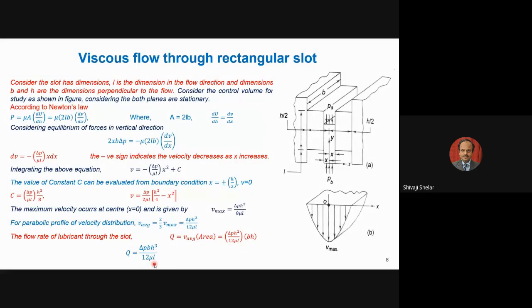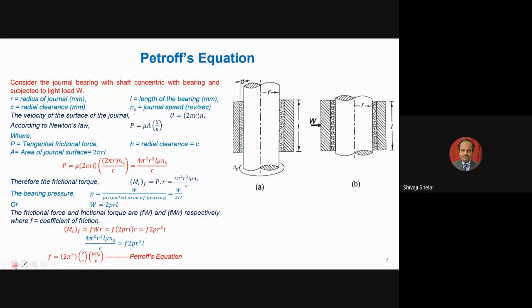Then we determine the length across which the flow is happening. That length we also determine from the geometry, and from that we can determine how much Q is required for that step bearing or pad bearing. So this is a very important relation, and we are going to use it while solving the problem. Okay, understood? Similarly, there is another relation called the Petrov equation. The Petrov equation is used for rotating elements.